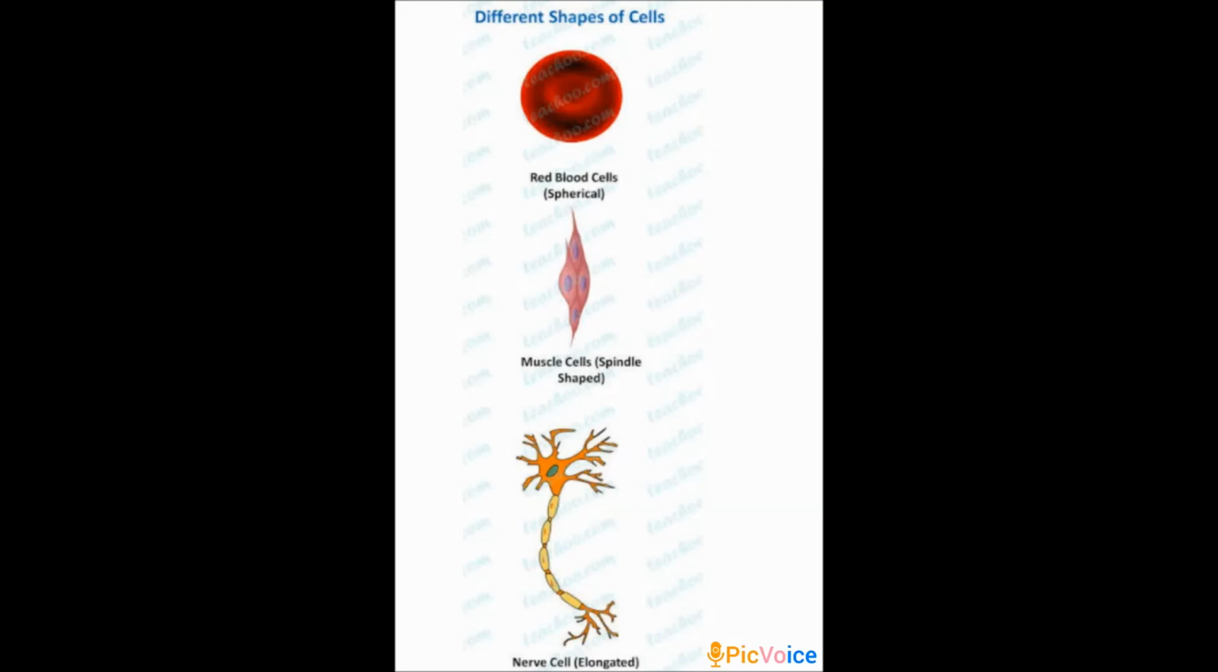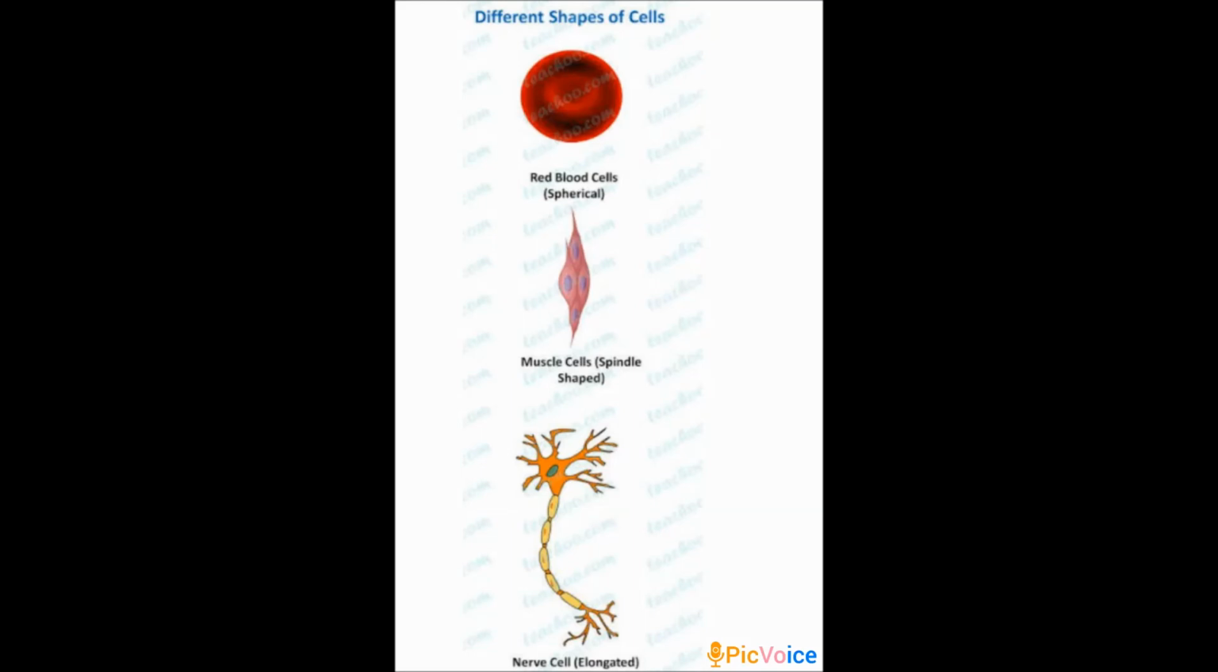First, our RBC, that is our human blood, consists of two types of blood cells: red blood cells and white blood cells. The red blood cells are spherical in shape, and our muscle cells are spindle in shape. A spindle shape means the cells are very long and pointed at both the ends.